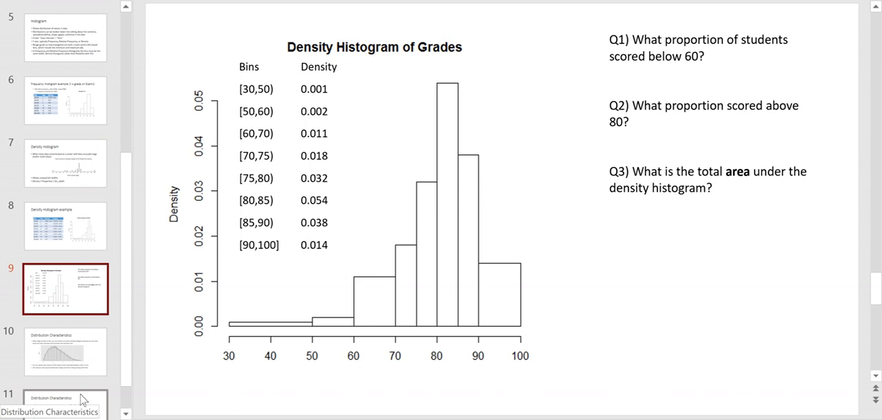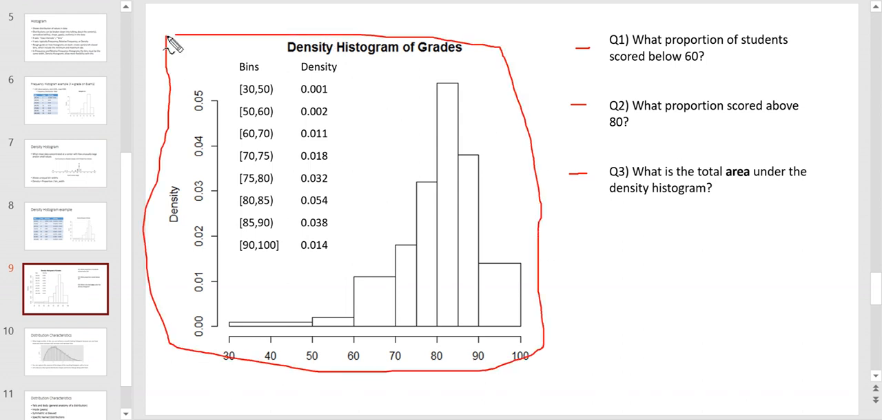So once you've got that, give these problems a shot. What I'm interested in mostly for my courses is that you can take a density histogram like this and answer questions from it.